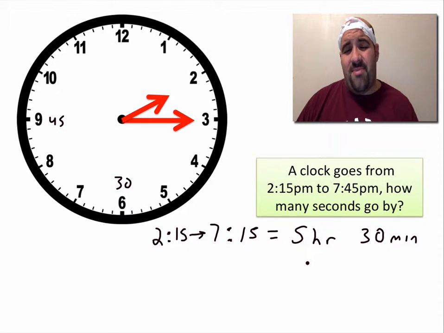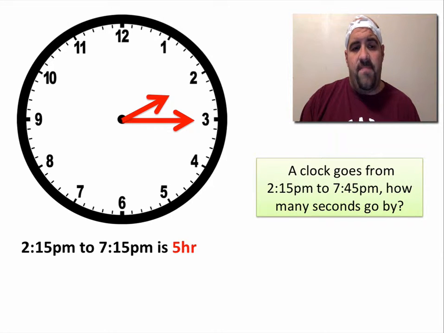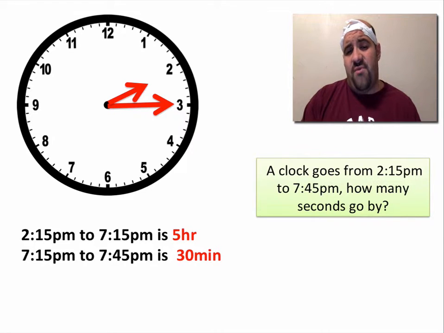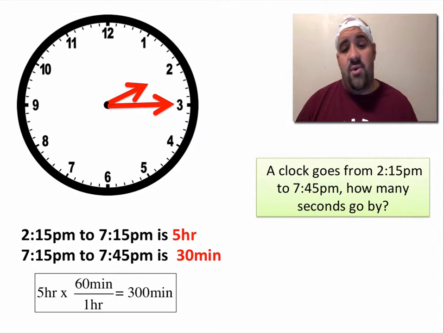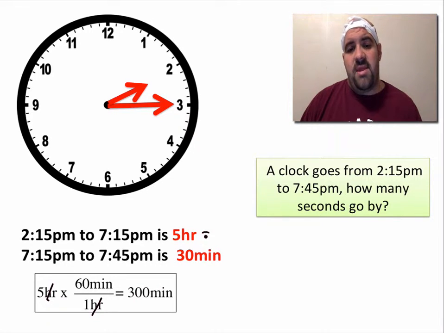So that's how I would do a problem like that. And there's many ways you can figure out clock problems. But again, 2:15 to 7:15 is 5 hours. And if you were to go from 7:15 to 7:45, that's 30 minutes. And of course, 5 hours, we could convert that into minutes. We start with what we want to convert. We want to convert 5 hours times 60 minutes per hour, so the hours cancel. The unit up here is the unit we're left with. That's going to be 300 minutes. So 5 hours is going to be 300 minutes, and we have another 30 minutes.